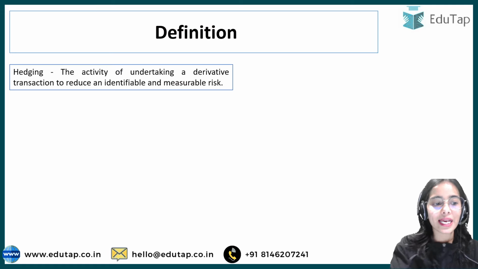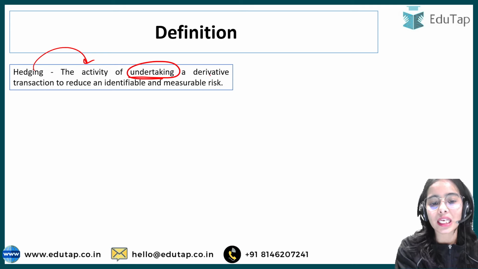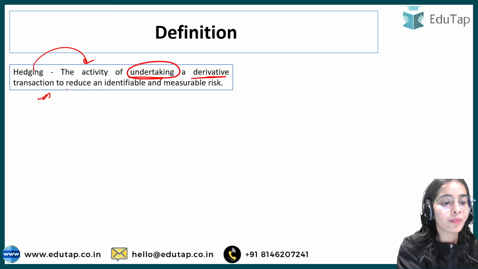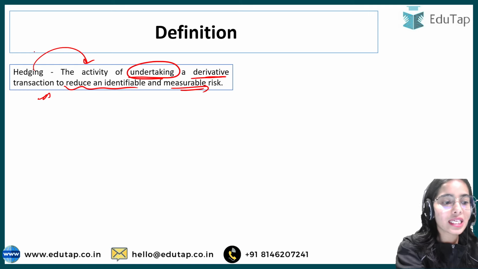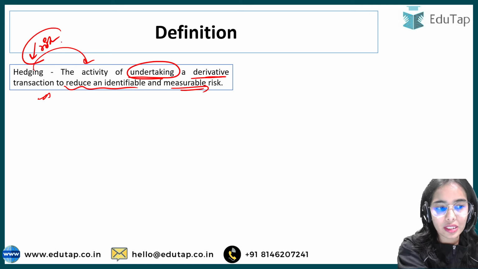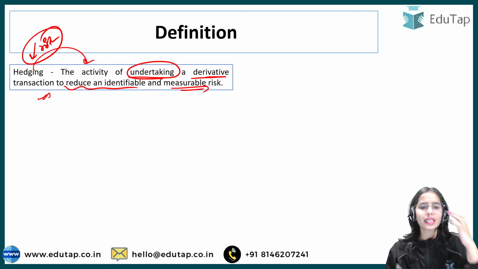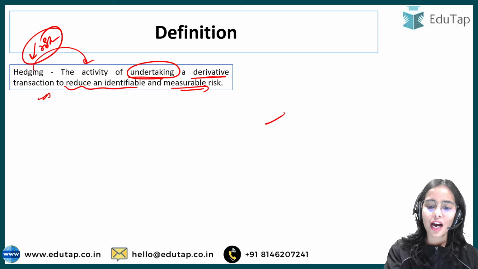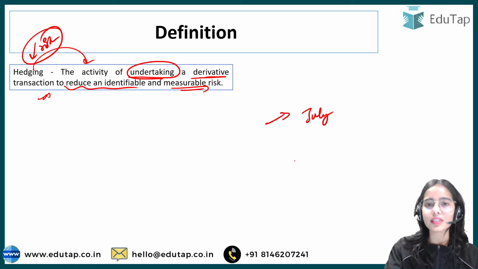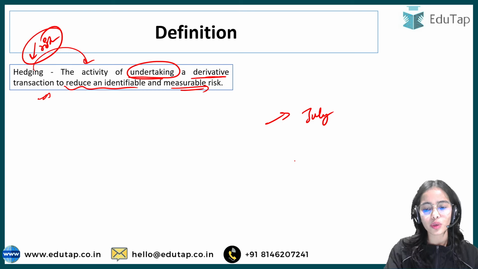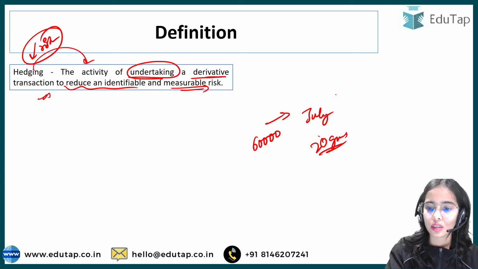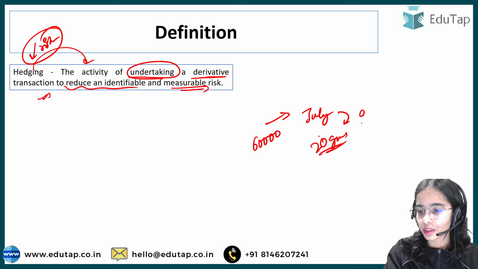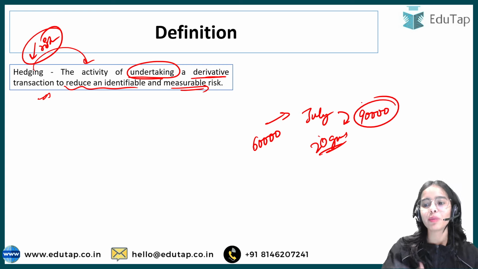Hedging is the activity of undertaking a derivative transaction to reduce an identifiable and measurable risk. That is, you want to reduce your risk. It is the identifiable risk. That is, after 3 months in July, the prices of gold will be increased. Right now the prices are 60,000. In July, you want to buy 20 grams of gold.